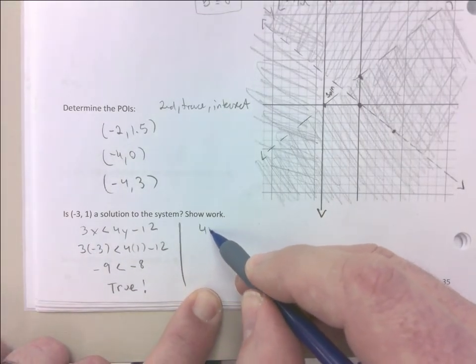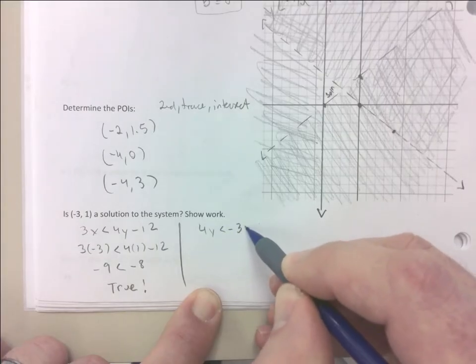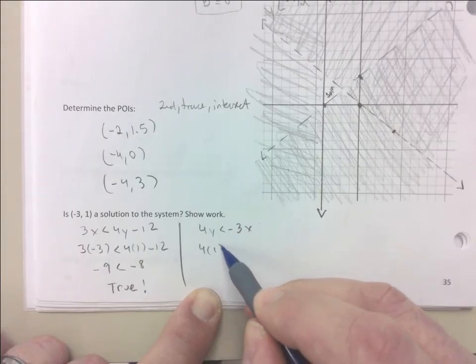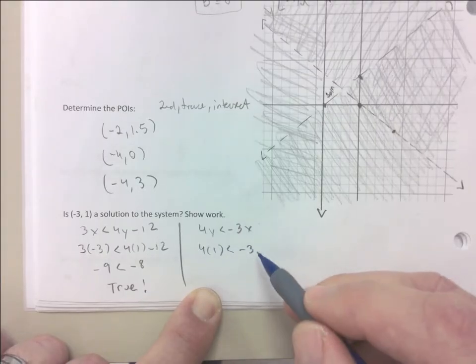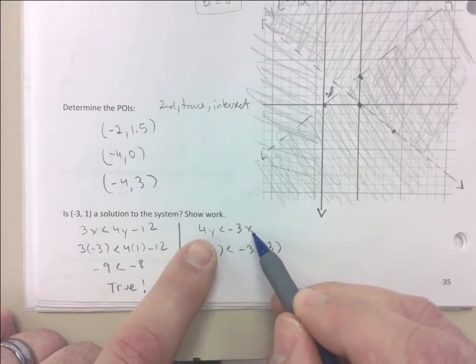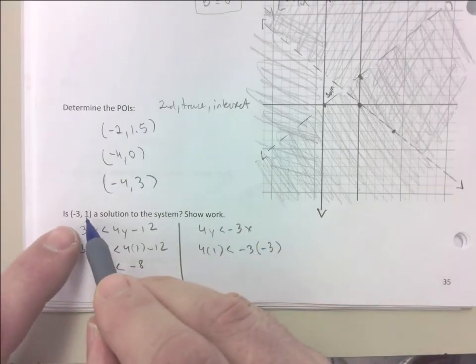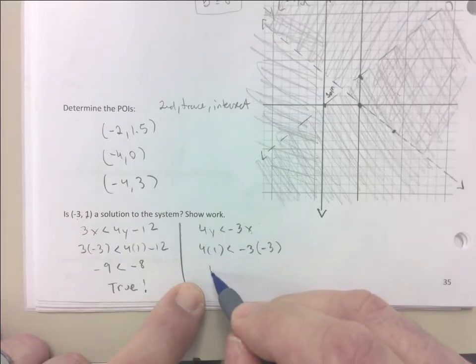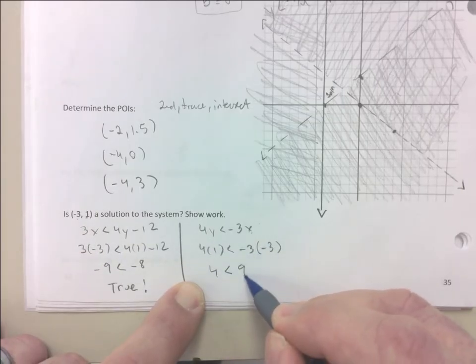Next is 4y is less than negative 3x. I always use the original inequalities for this. 4 times 1 is less than negative 3 times negative 3. So you've got to watch out. The x and the y are flipped. This is x goes in there. This is y goes in there. 4 is less than 9. True.